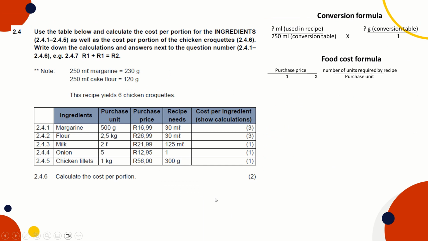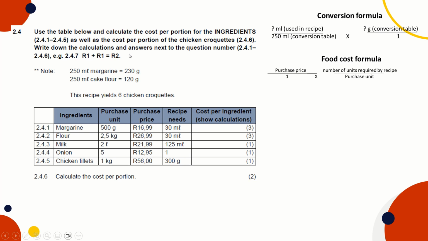Question 4, this is a question on costing. This is a very, very important topic in a question paper, and you're definitely going to receive a question on calculations of ingredients, either their cost or the portion costs. For this question, you need to calculate the cost per portion for the ingredients mentioned in the table below, as well as the cost per portion of the chicken croquettes.